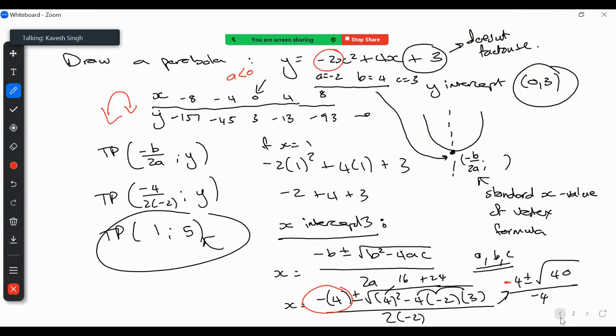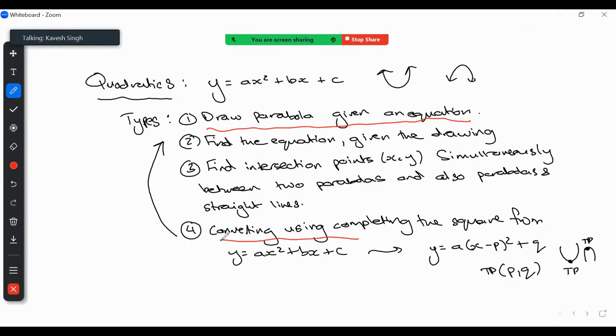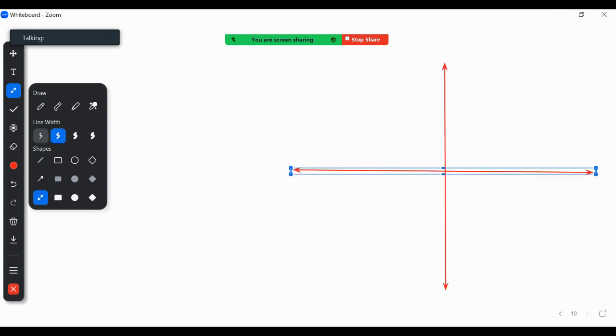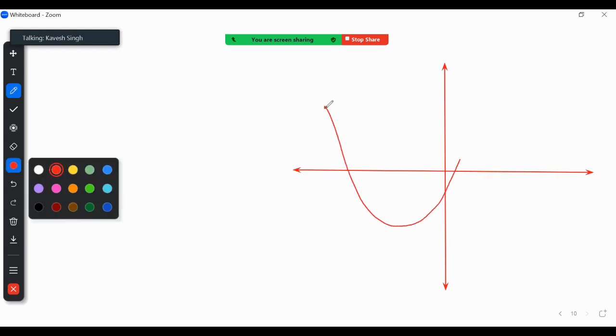All right, so let's progress down. Let's see where we're at. We have converting using completing the square. All good. So now if we want to find the equation, if we're given a drawing, would we be able to do that? Let's start with an example. We're given some kind of graph, and it looks like this. They tell me that my turning point is negative 3, negative 5, and my y-intercept is negative 1. And they say find the equation for this.